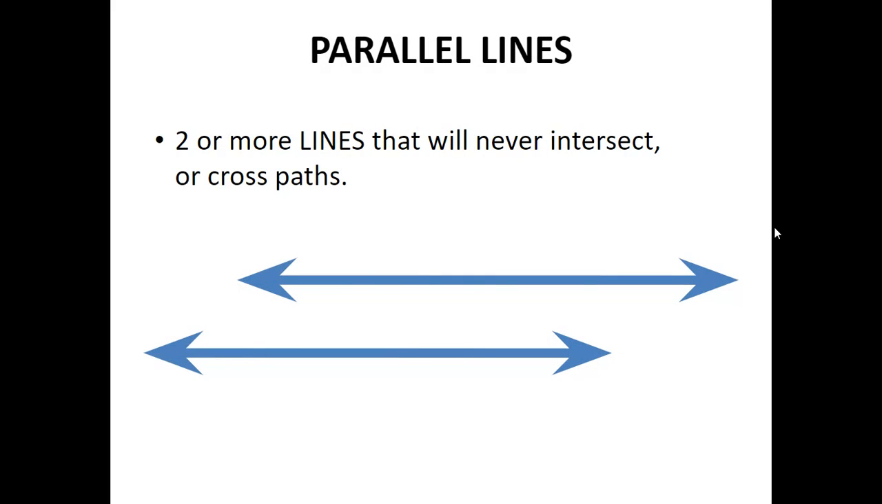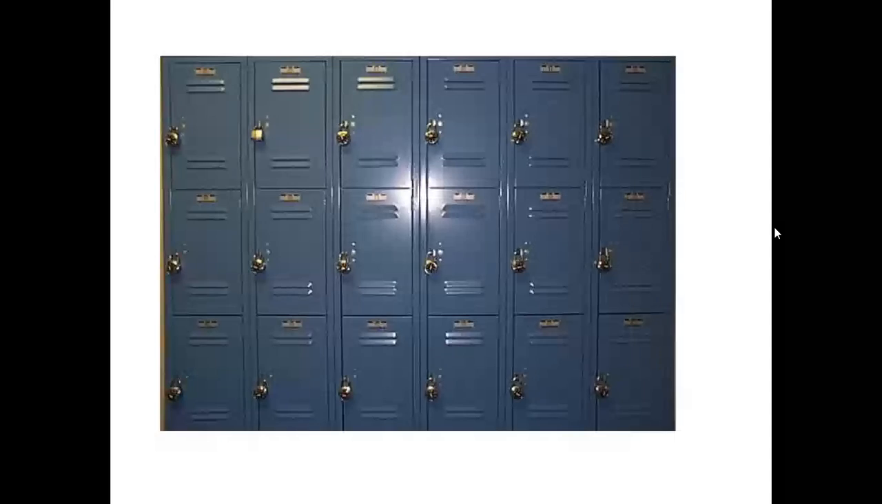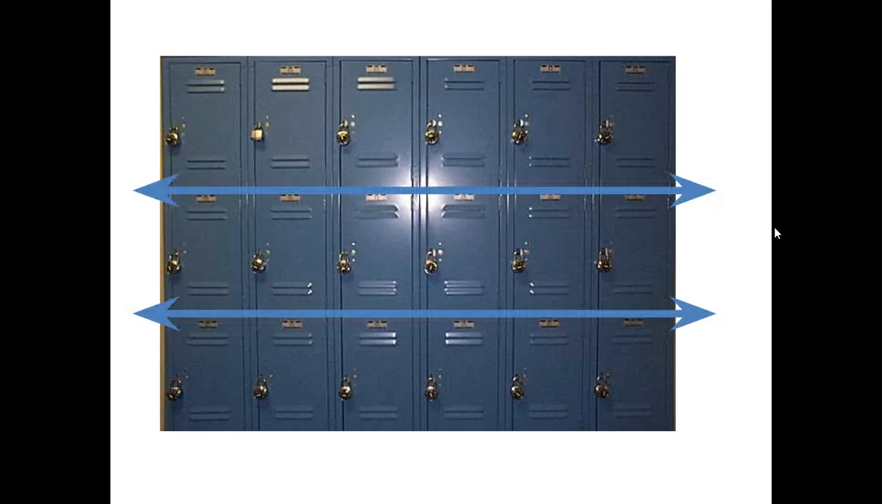Parallel lines are two or more lines that will never intersect or cross paths. These two blue lines are parallel. These lockers have several sets of lines, including vertical and parallel, but let's focus on the parallel lines here. When these parallel lines don't intersect or cross paths, they're obviously parallel lines.